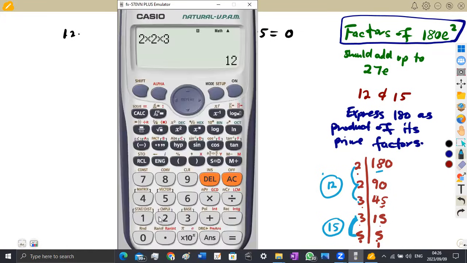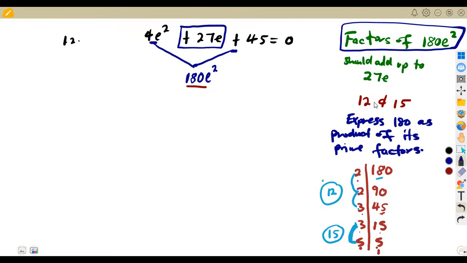So meaning to say 12 and 15, they are factors of 180. If we multiply these two numbers, 12 and 15, they give us 180. But if I add 12 plus 15, am I going to obtain 27? 12 plus 15, I'm obtaining 27. So that's how you come up with these numbers. It's not just that I looked at the number and said, okay, there's 12 and 15. It's a trial and error, meaning to say you have to try the factors until you get the exact one. That's how you play around with this question.